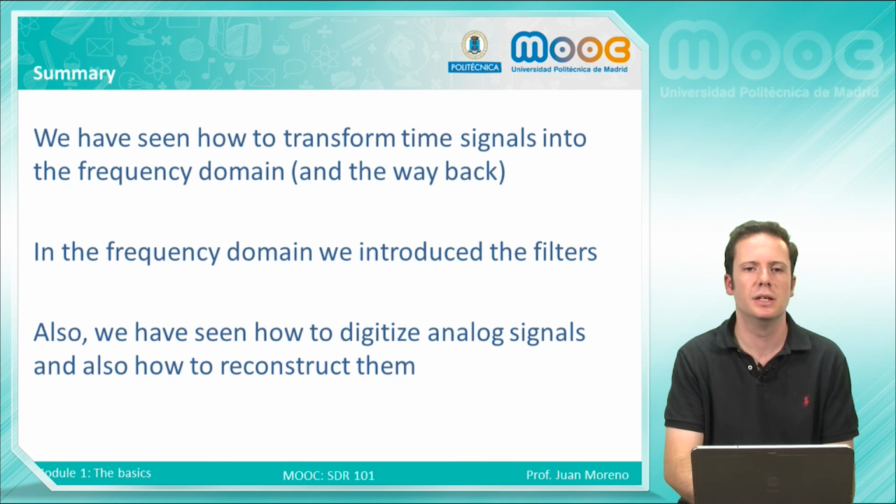In this chapter, we have seen how to transform time signals into the frequency domain and also the way back. In the frequency domain, we introduced the filters, a very intuitive application and very useful in communications once we understand the Fourier transforms. And also we have seen how to digitize analog signals and also how to reconstruct them.